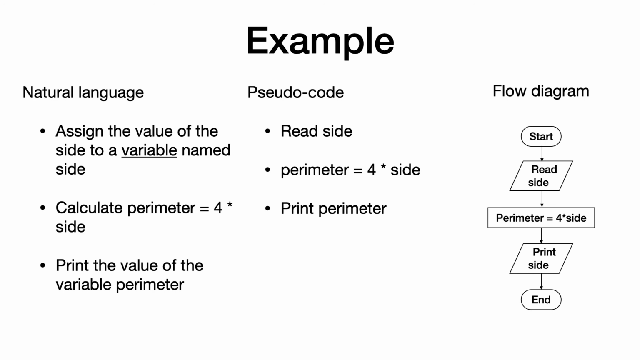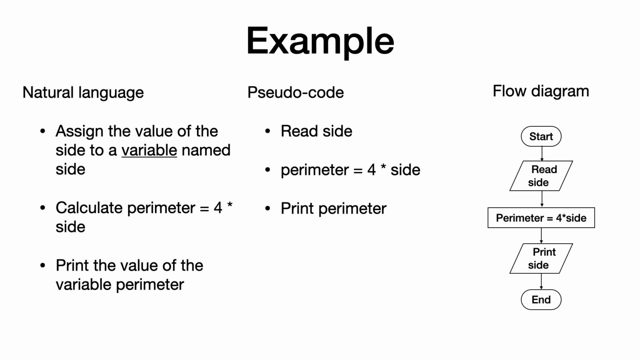And check our flow diagram here. We have the start, then we read side using the symbol for input or output. Then the next step is perimeter equal to 4 times side. As you can see, it is a rectangle that shows that it's a calculation. Then we have the symbol for output, which in this case is print perimeter. And then we have the symbol that represents the end of the algorithm.